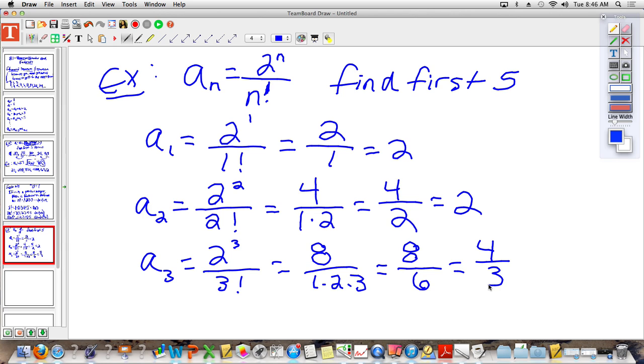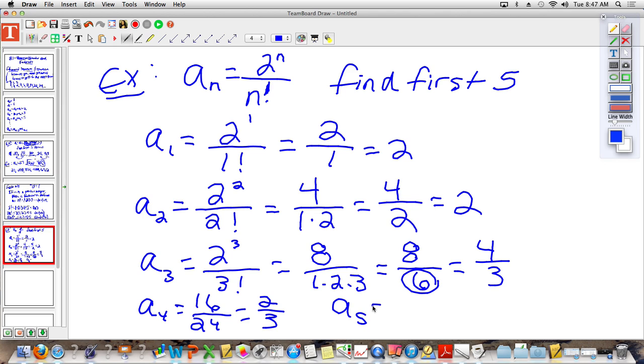The fourth term, a sub 4. 2 to the 4th power is 16. 4 factorial is 3 factorial times 4. 3 factorial I figured out previously is 6. What do I multiply the 6 by to get to 4 factorial? You just multiply it by 4. What's 6 times 4? 24. What is 16 over 24? 2/3. Good.